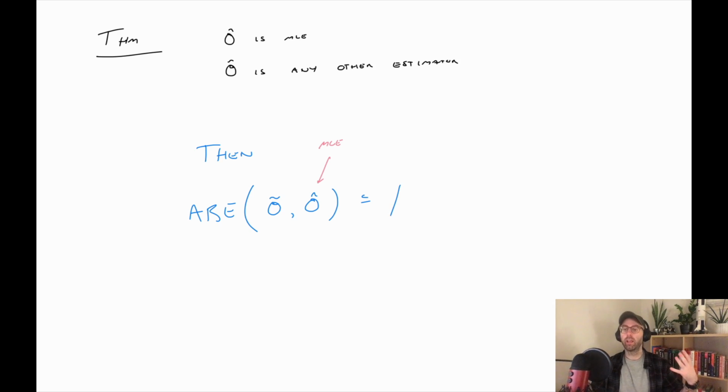So what this is saying is that in large sample settings, the MLE is going to outperform a lot of other estimators, because we want estimators with low variances. And this is saying that the MLE is going to get us that relative to other estimators. So that's really good. And that's this idea of efficiency.